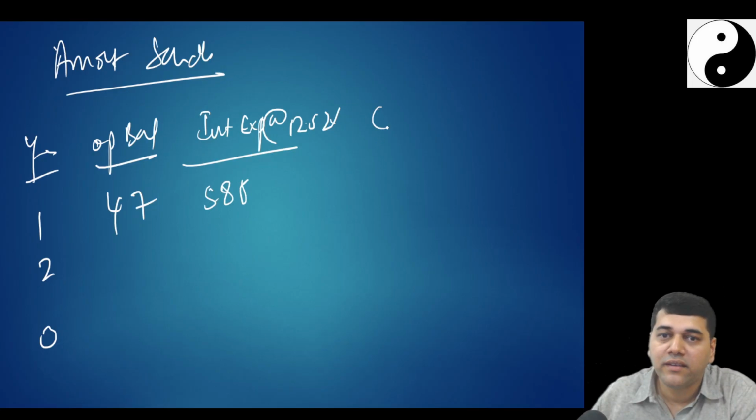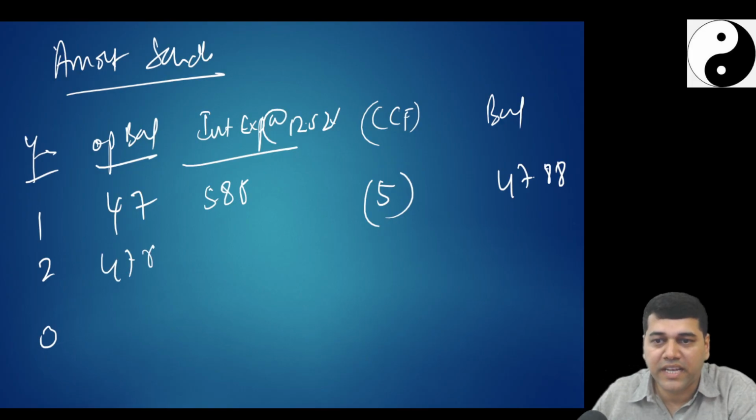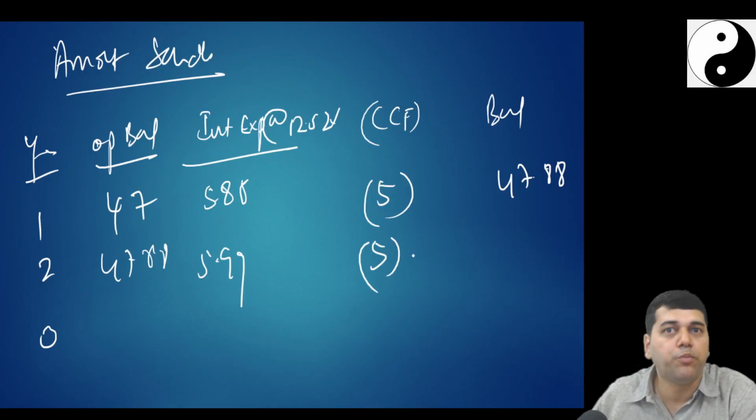How much do you pay? 5 contractual. Balance 47.88. So 47.88 is the balance. Interest expense will be 5.99. 5 you pay. Are you clear, India?